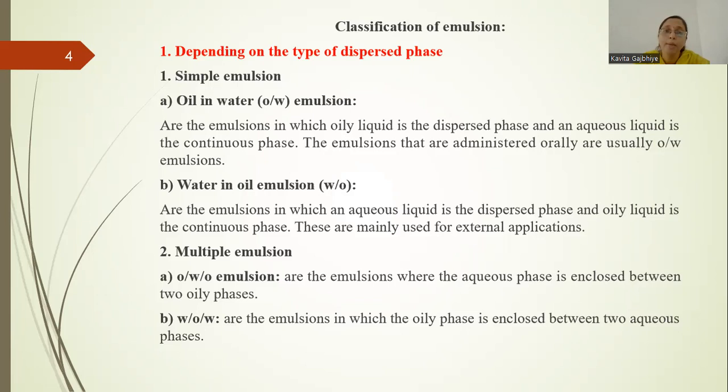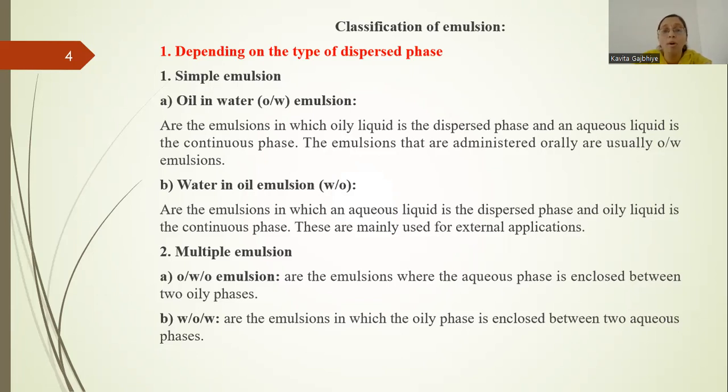The second type of simple emulsion is water in oil emulsion, that is W by O emulsion. So the name itself indicates W by O emulsion is nothing but aqueous liquid is your dispersed phase and oily liquid is the continuous phase. And these are mainly used for external applications. Say for example, now oil is the external phase.